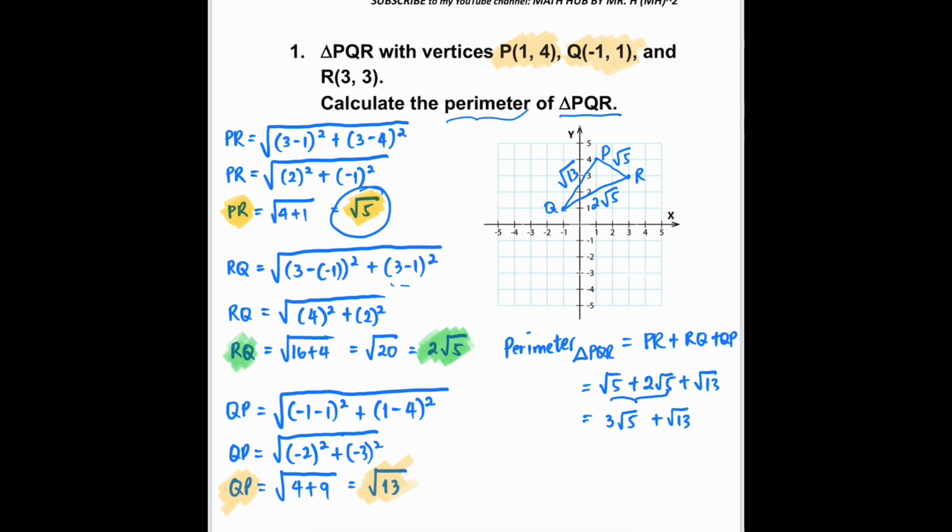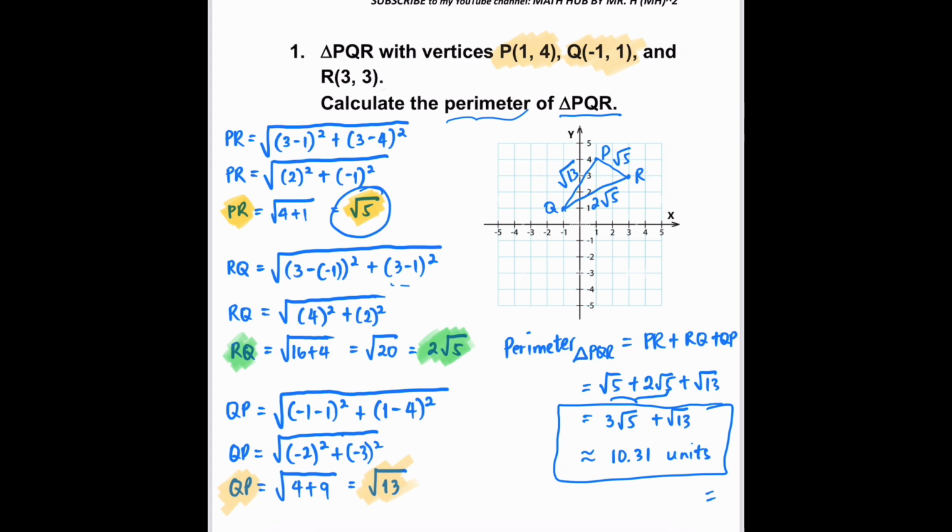And if you do that, it's going to give you approximately equal to 10.31 units. Either of the two is right. So the perimeter of triangle PQR is approximately equal to 10.31 units, or equal to 3 square root of 5 plus square root of 13. All right, so that's for the first example about distance formula.